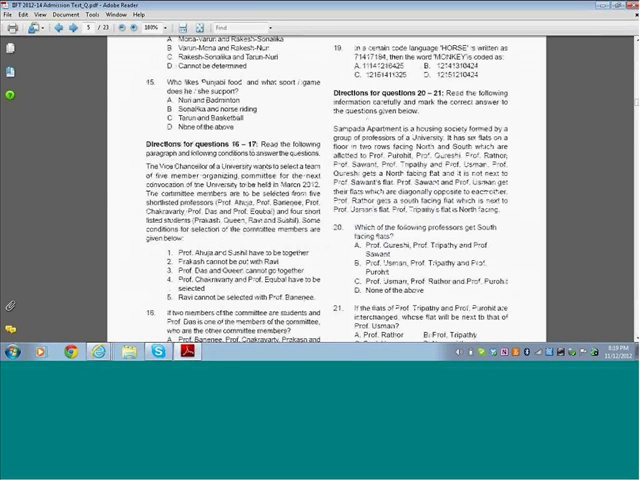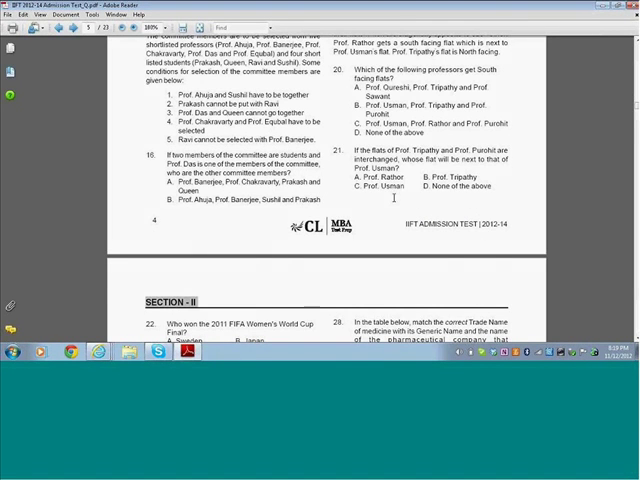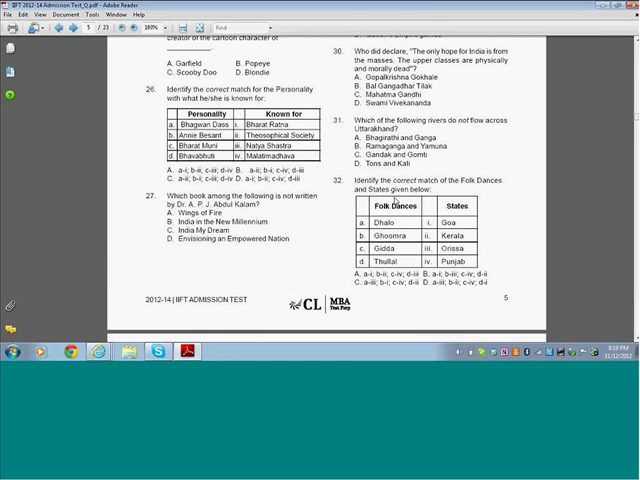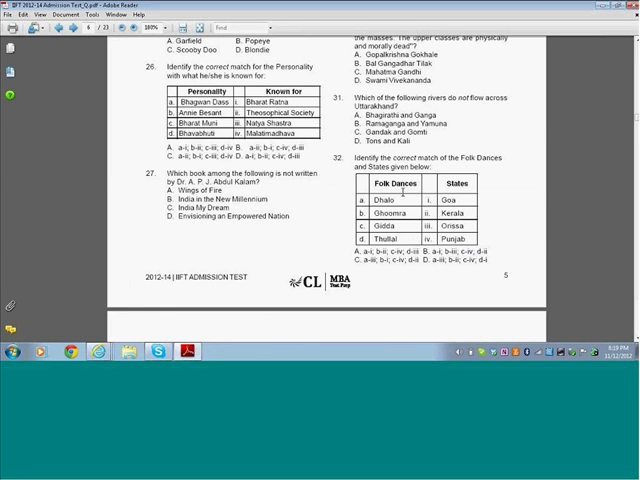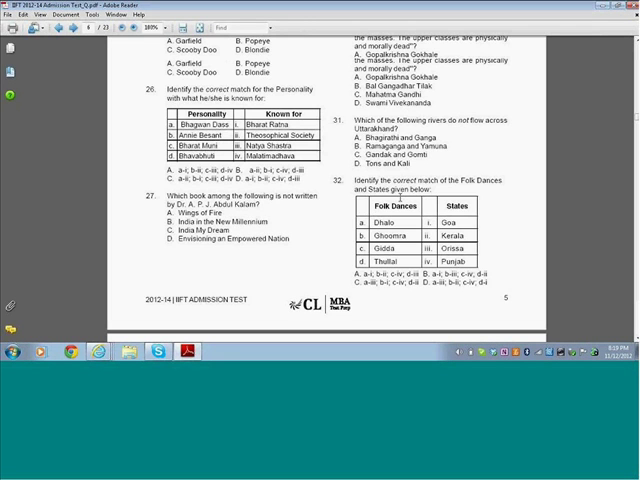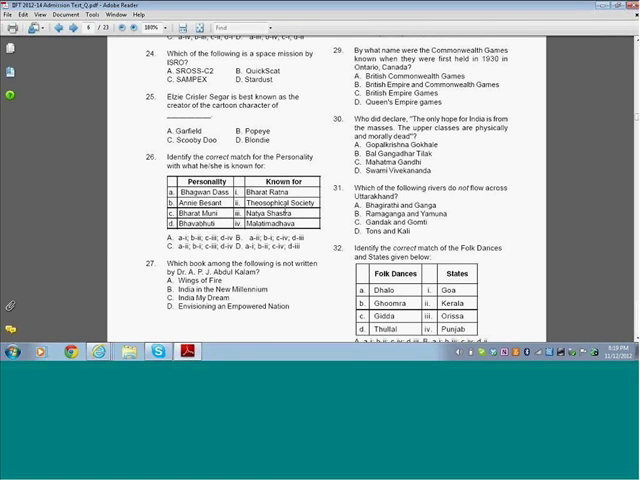Section 2 is a GK section. If you remember, I have mentioned in my blog, as well as in the previous session, that IIFT has a large number of match the following questions. One, another match the following. Here you have match the following.